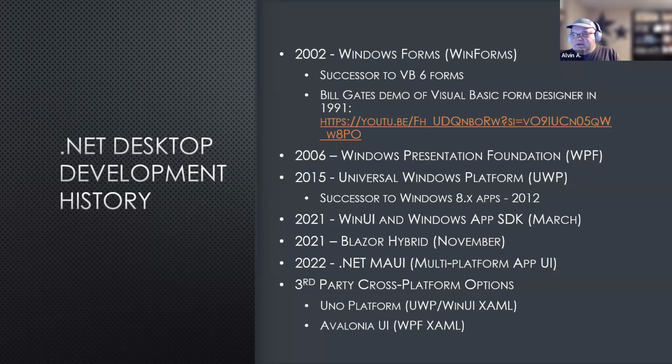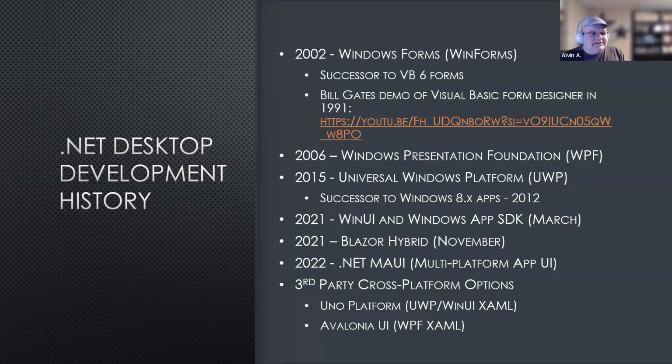There's Uno Platform and Avalonia UI, and they pretty much give you all the same targets as .NET MAUI, but they also can go to Linux. And the difference between the two really is there's some licensing differences, but the XAML for Avalonia is like the WPF flavor of XAML, and with Uno, it's more the UWP WinUI XAML.